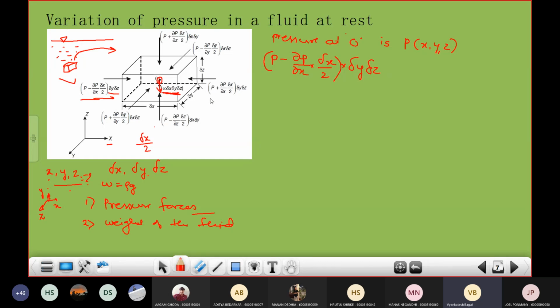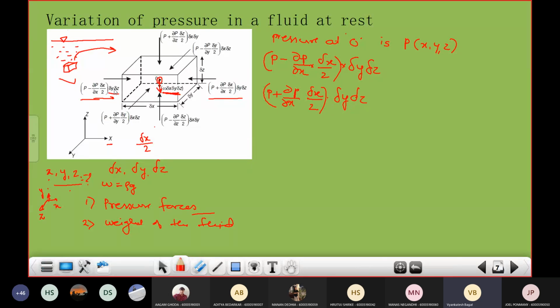Now similarly I can write the pressure force on the right hand side face. Same logic I am applying. The only difference is now this face is on the right hand side of this center. That's why instead of minus I am writing plus. So P plus dou P by dou x into the distance through which this change takes place, multiplied by the area of the face, which is again delta y delta z, right?